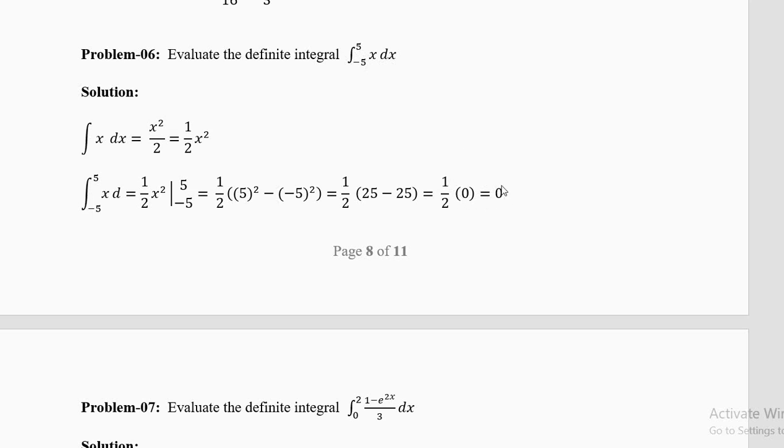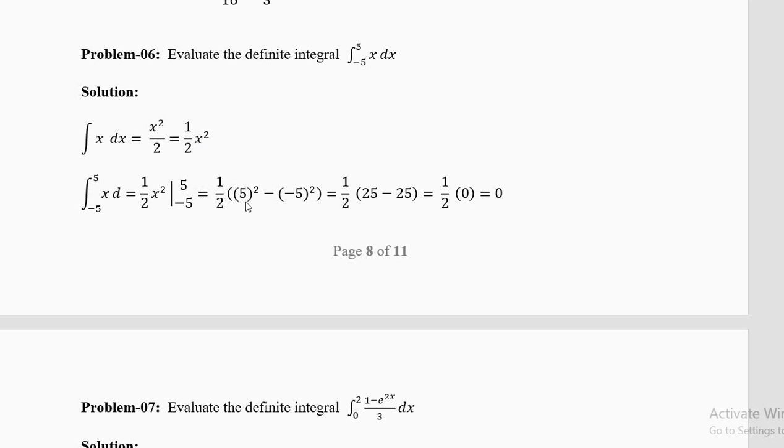Now those of you who remember the odd even functions will find it very easy to do it without integration, but otherwise just do it step by step. Integration of x is x square by 2, which is half x square. The limits are minus 5 to 5.